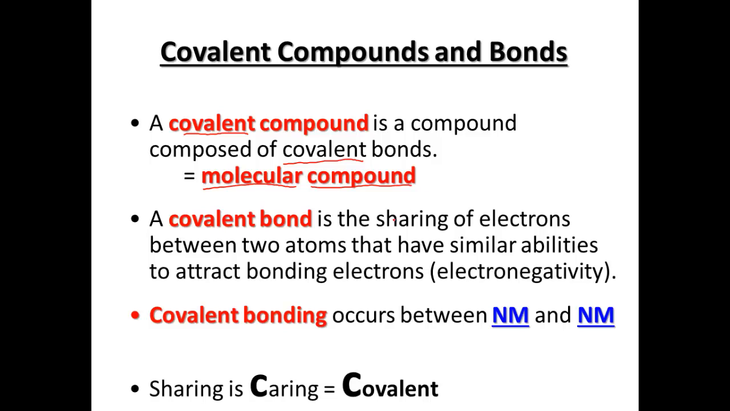So a covalent bond is going to be made by the sharing of electrons between the two atoms, because they have similar abilities to attract bonding electrons. Both of them want electrons, so they're going to share them instead. So covalent bonds occur between nonmetals. Remember, stair-step line. Nonmetals are to the right of the stair-step line, so they're in that upper section here, is where we're going to see those nonmetals bonding together. Sharing is caring. Caring and covalent would be a way to remember that covalent bonds share electrons.